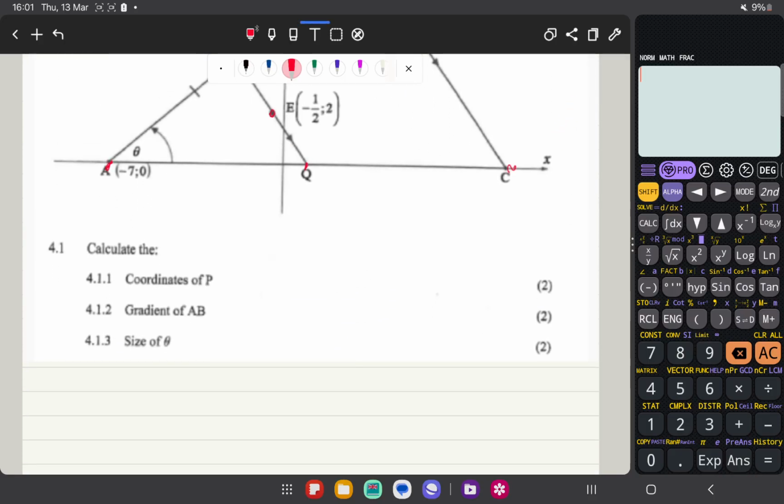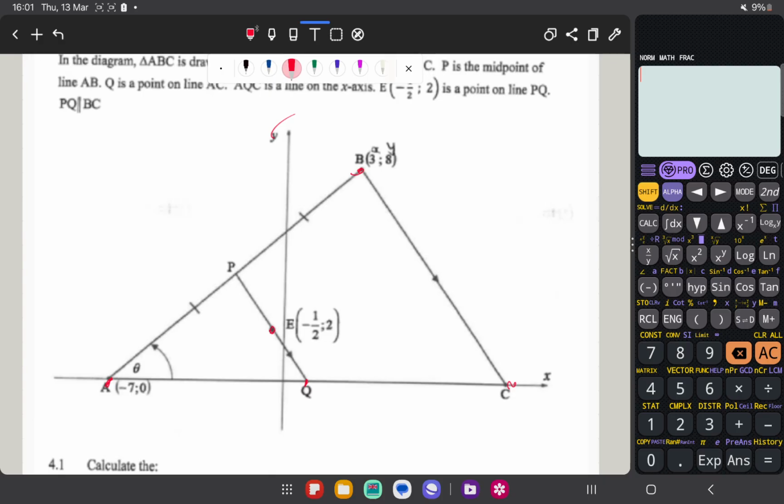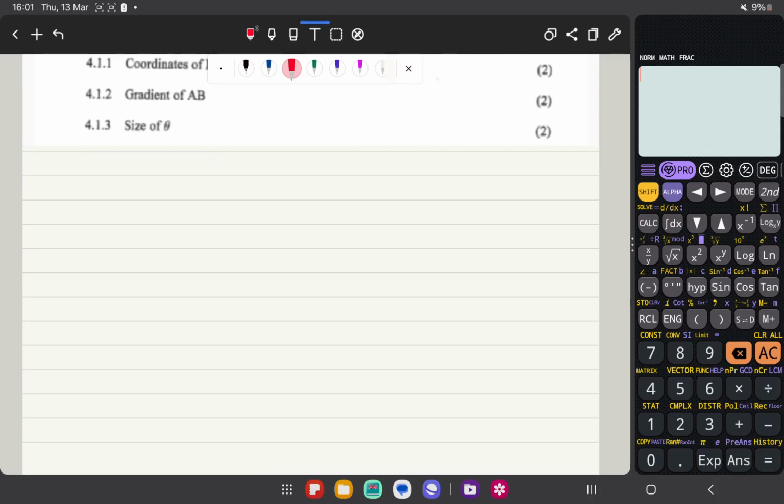They say calculate the coordinates of P. What do you know about P? P is a midpoint. So we're going to use the midpoint formula to get the value. So the midpoint of P is going to be x and y. The formula is x1 plus x2 divided by 2, then y1 plus y2 divided by 2.